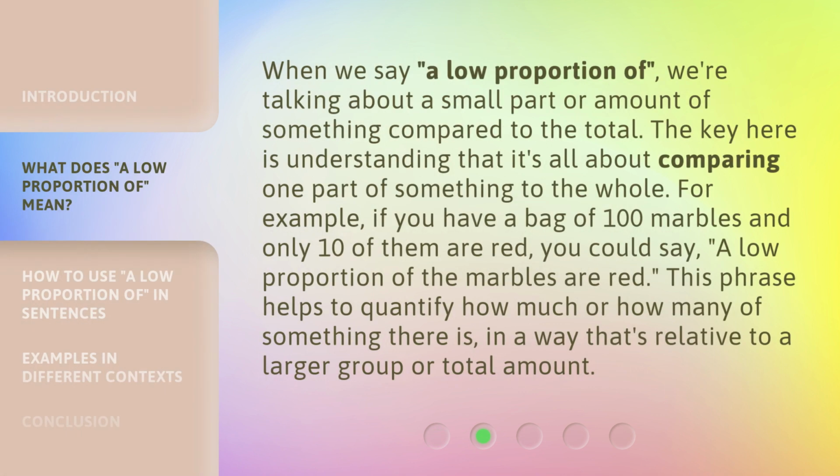When we say, a low proportion of, we're talking about a small part or amount of something compared to the total. The key here is understanding that it's all about comparing one part of something to the whole. For example, if you have a bag of 100 marbles and only 10 of them are red, you could say, a low proportion of the marbles are red. This phrase helps to quantify how much or how many of something there is, in a way that's relative to a larger group or total amount.